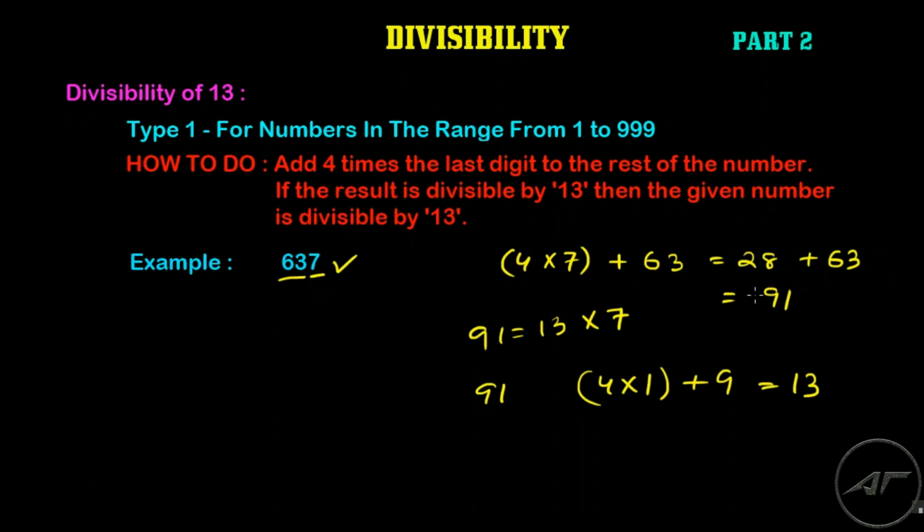If you don't remember the multiplication table, then again apply this rule for type 1 and it will give you whether the resultant number is divisible by 13. Now if the resultant number is divisible by 13, therefore the number given is obviously divisible by 13.